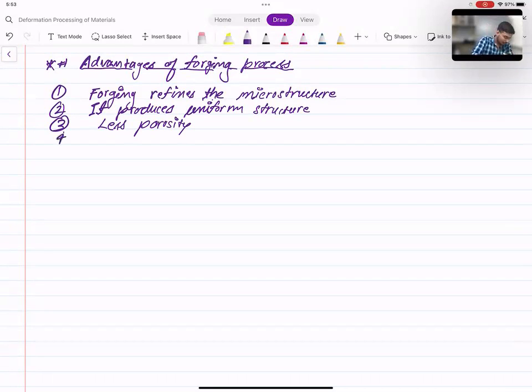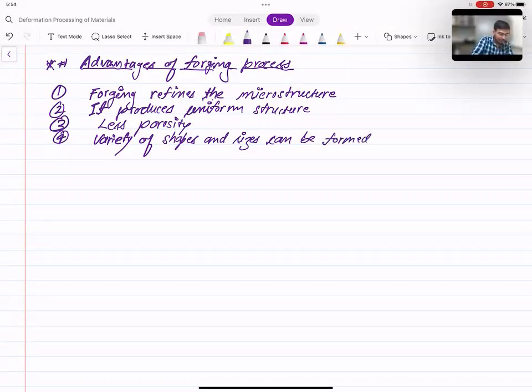So, a variety of shapes and sizes can be formed. Okay. Also, the machining which is required after this process is very less.